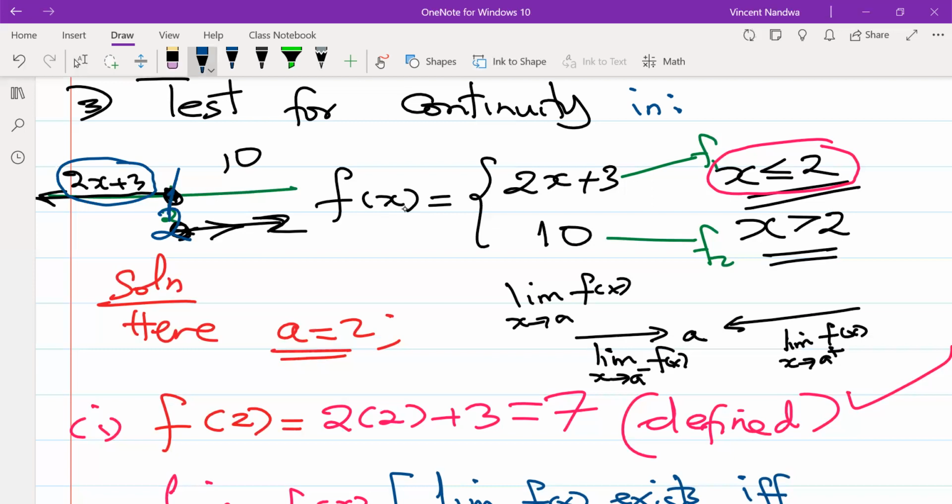And which function do we use for the right-hand limit? F1 or F2? F2, correct. Because remember, the condition here is that f of x is 10 whenever x is more than 2. So if this is the number 2, then what is more than 2 is to the right-hand side. So this 10 is what will help you calculate the right-hand limit. This 2x plus 3 is what will help you calculate the left-hand limit.